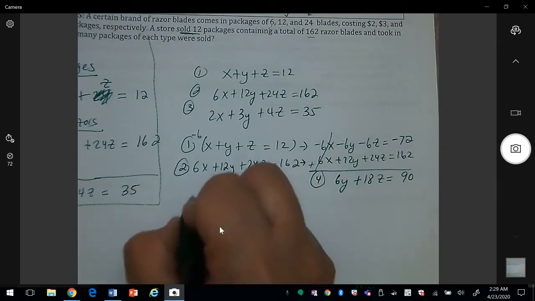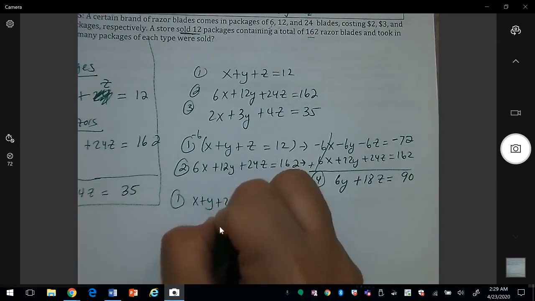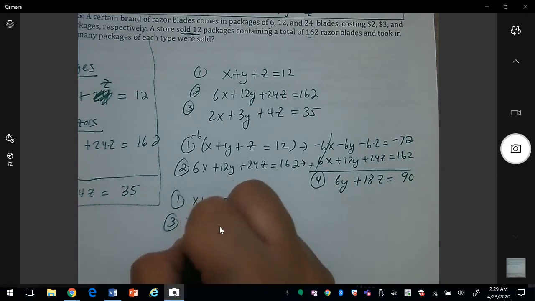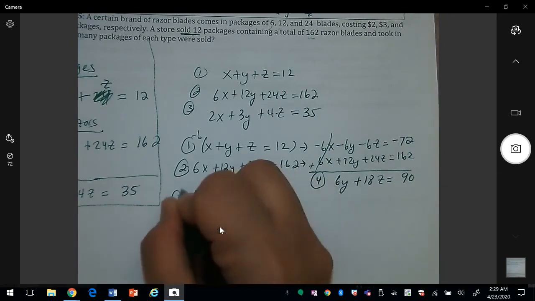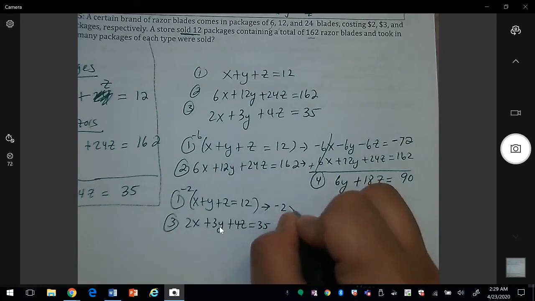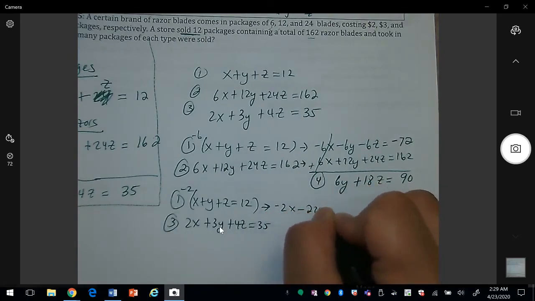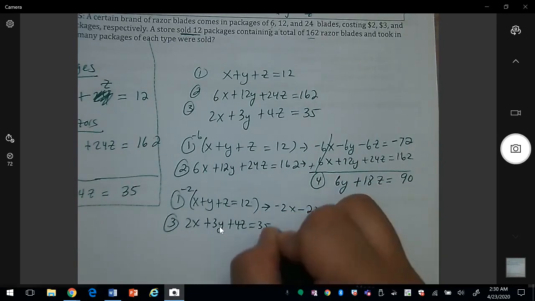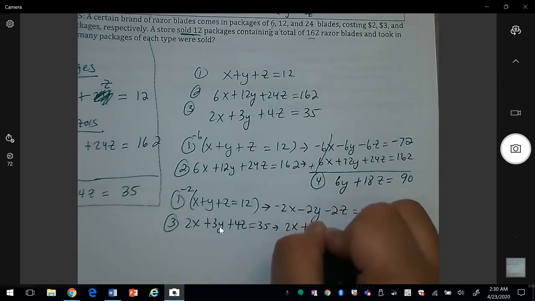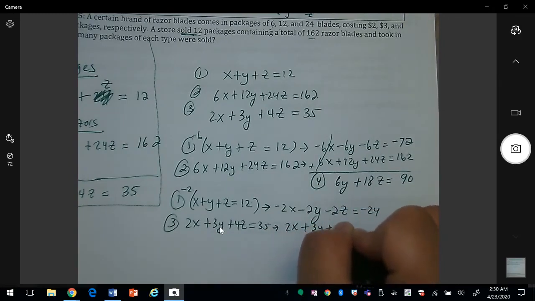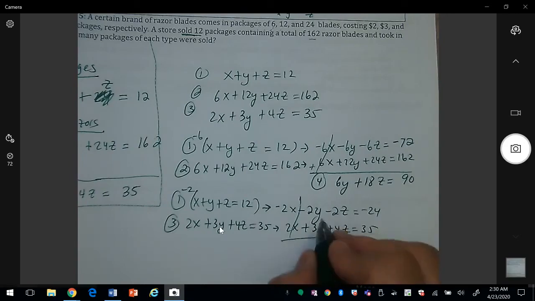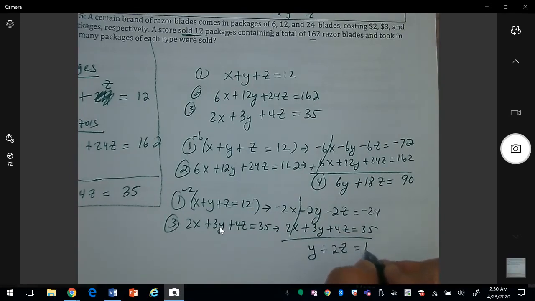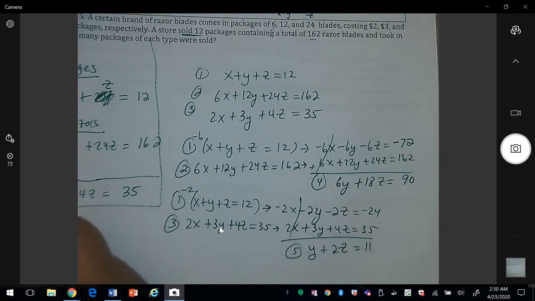Now I'm going to use equation 1 and equation 3. Again, I'm going to cancel out the x's, so I'm going to multiply the whole equation by -2, and the third equation will just remain the same. So the x's will become 0. -2y plus 3y is y, plus 2z is equal to 11. So that's equation 5.